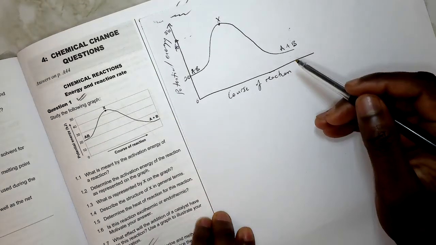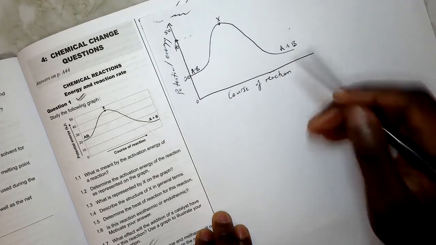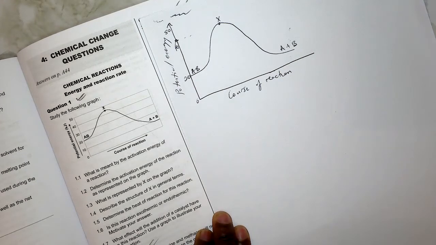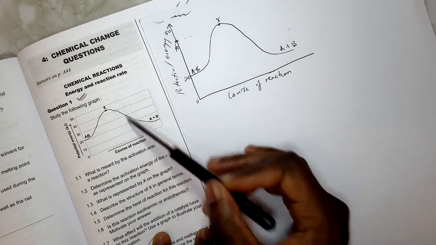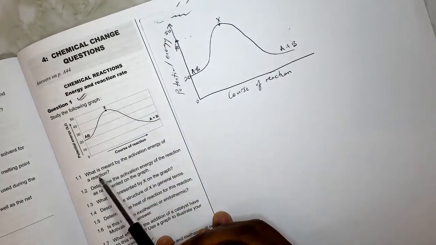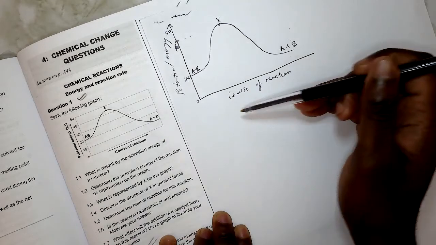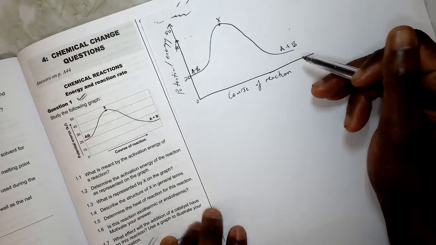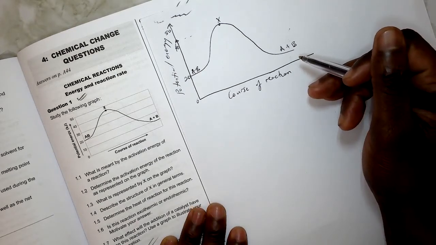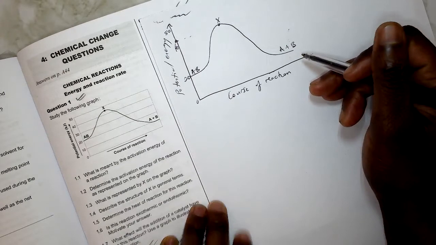Okay, good day, everyone. So here is the question: what was the exercise that I gave you? Now, we are told here that this is the graph, the direction graph here. And the first question was, what is meant by the activation energy of the reaction? And I think all of you got that correct. That is the minimum amount of energy required for the reaction to take place.